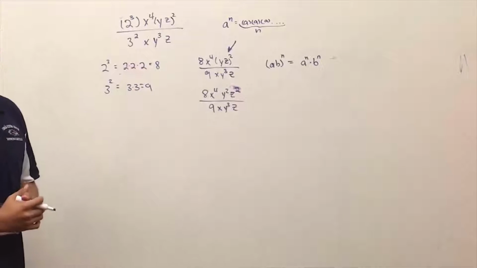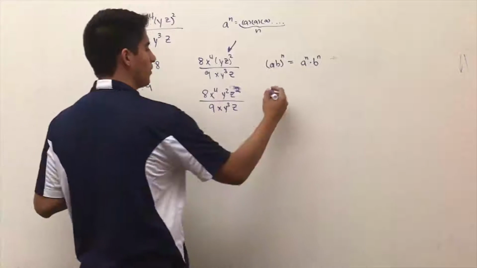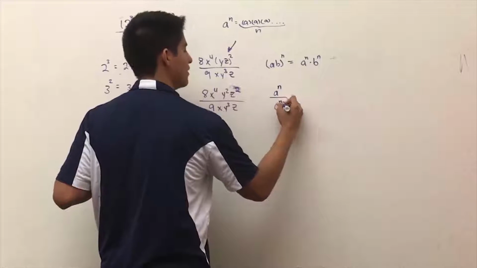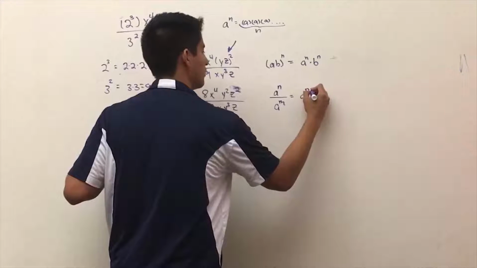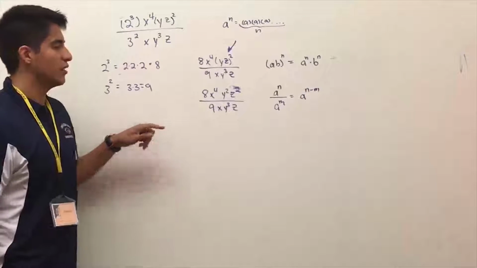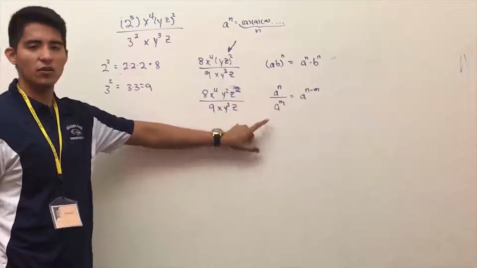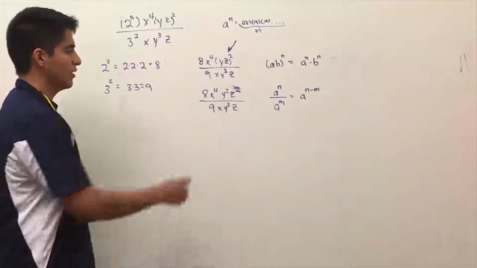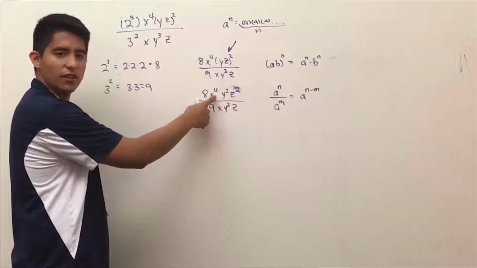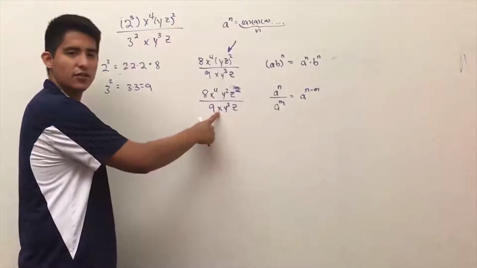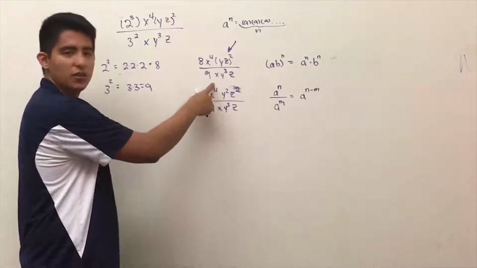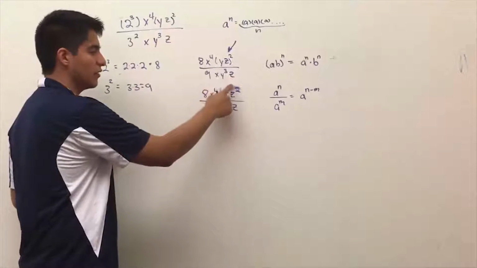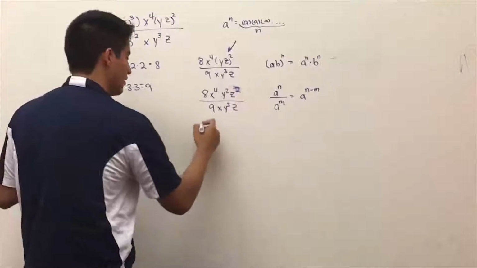Now we can use the fourth law of the exponents. The fourth law stating that a to the n divided by a to the m is equal to a to the n minus m. Note, this specific law only works if the bases of the exponents are equal. For example, here we have x to the 4th in the numerator and x to the 1st in the denominator. Therefore, we can use the fourth law. And same thing for the y's, and also the same thing for the z's.